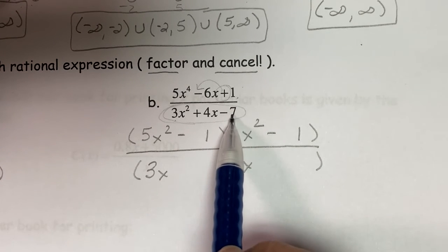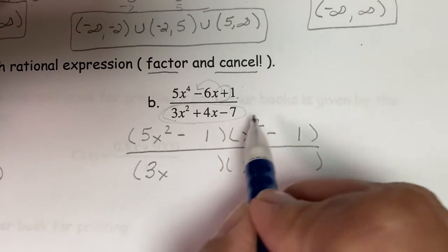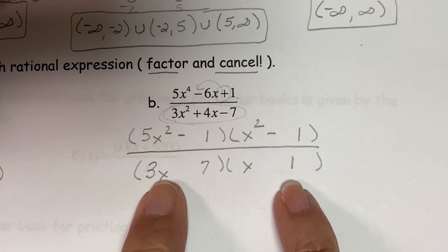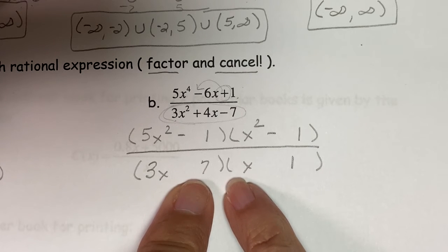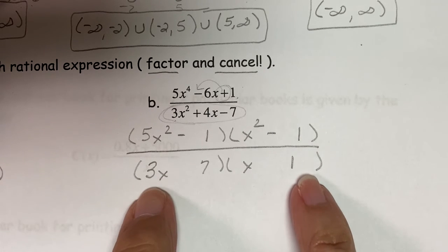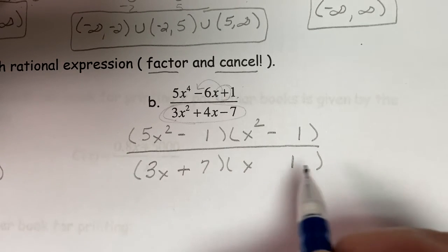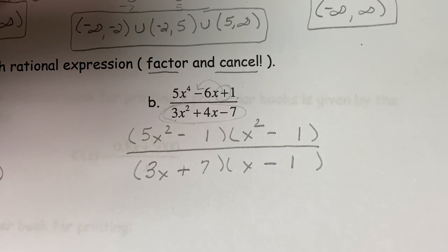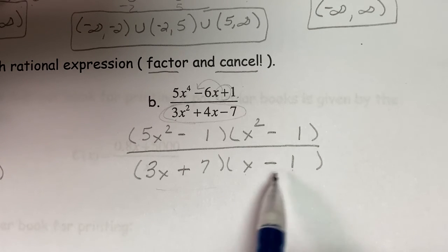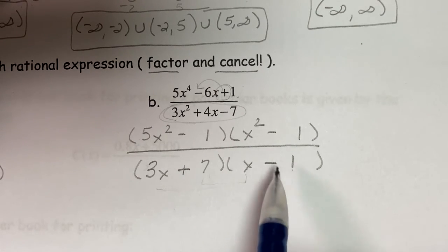Now, how can I split up a 7 so that when I re-FOIL, I'm going to end up with a 4? Well, let's see. 7 can only be 1 and 7 or 7 and 1. So there's my guess. Now, if I look on the outside, I have a 3x, and on the inside, I have a 7x. Can I get a positive 4 out of a 3 and a 7? Absolutely. The 7 has to be positive, and the 1 has to be negative. Quick check. That's going to give me 3x squared. Outside's going to give me negative 3x plus 7x. That gives me my 4x that I need, and then a negative 7.